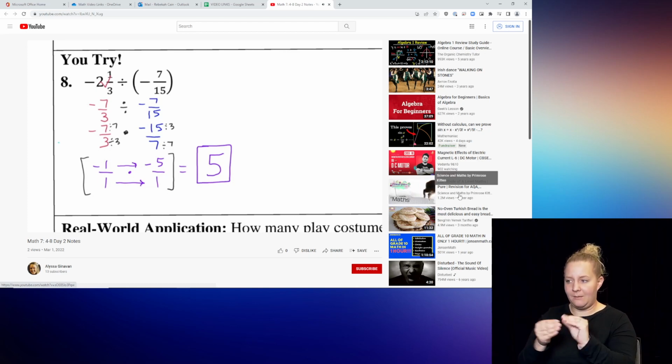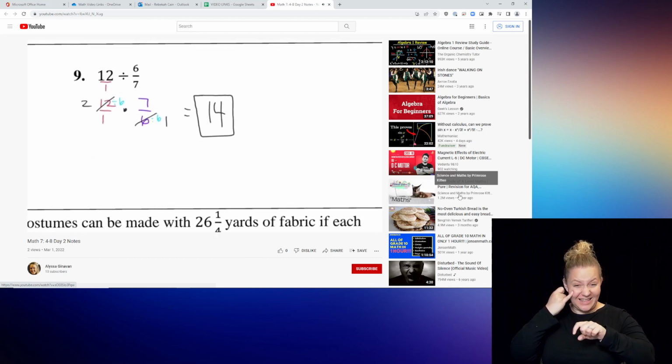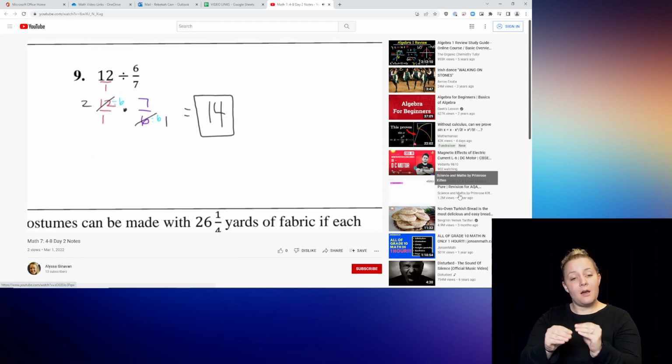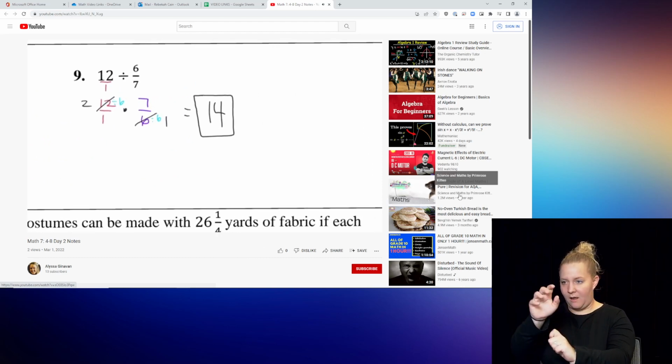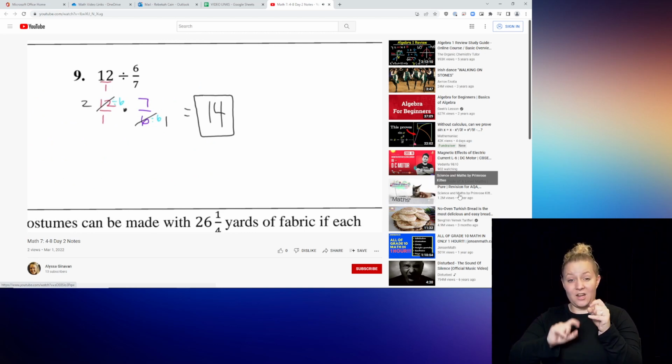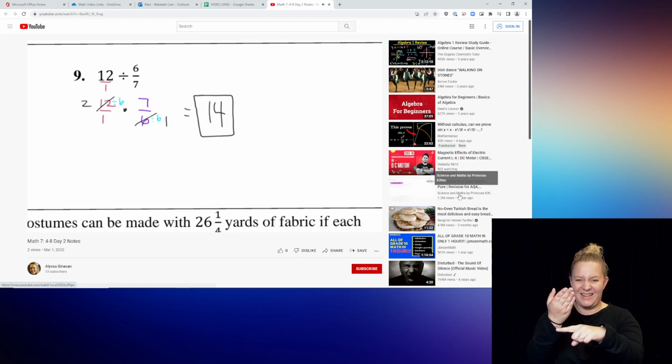All right, let's look at number 9. Like I said, pause if needed to fix your work. Number 9, same thing, keep, change, flip. My final answer there is 14. Notice that both of these answers ended up being a whole number. And the whole number is not over 1 as the final answer. You need to make sure to fully simplify it because 14 divided by 1 is just 14.